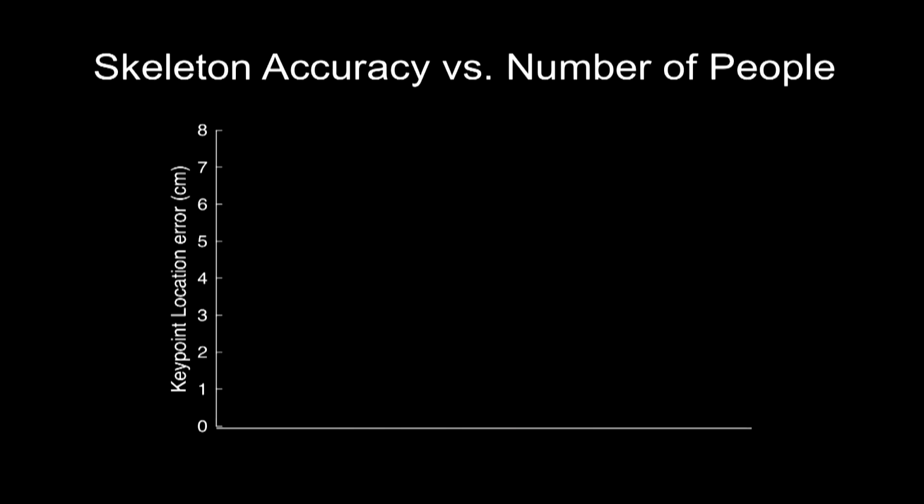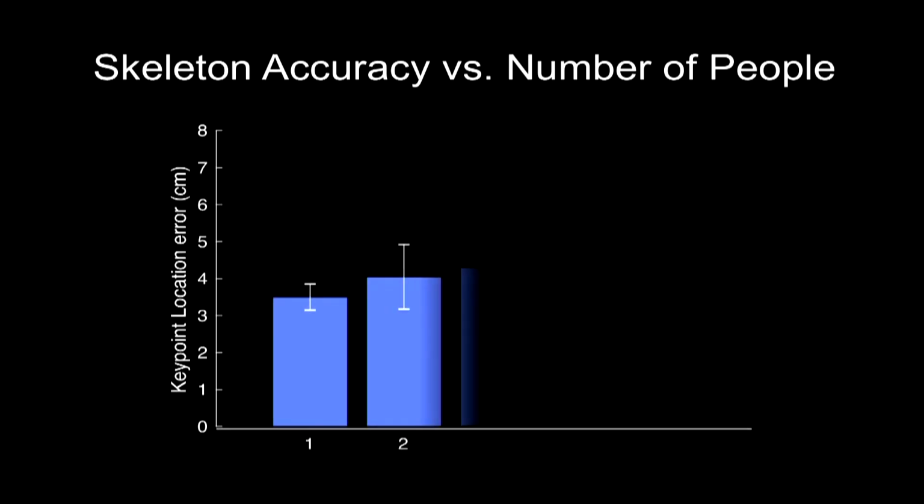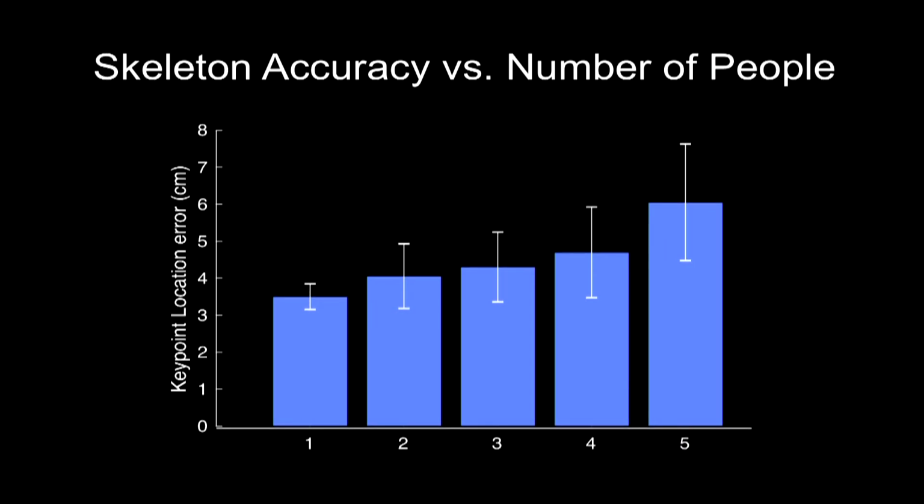Let's now look at the skeleton accuracy with different numbers of people. The error, of course, goes up when there are more people in the environment. But as you can see, the error is still less than 6 centimeters, even when there are up to 5 people in the environment.